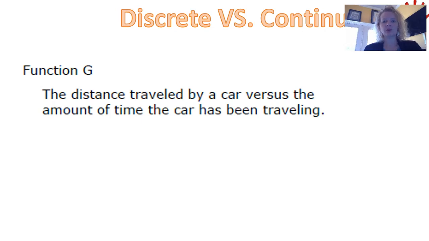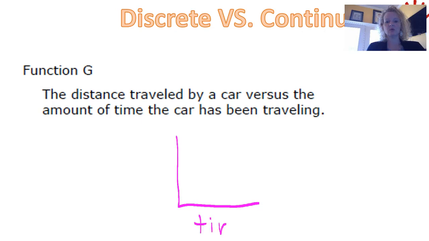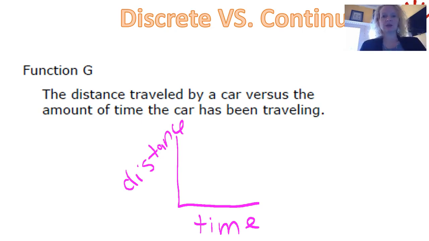The distance traveled by a car versus the amount of time the car has been traveling. Would this be discrete or continuous? On a normal circumstance, if you think about it, time would be on the bottom and distance would go up the side of the y-axis. Well, can you have it in seconds? Milliseconds? Yes, so it would be a continuous function.